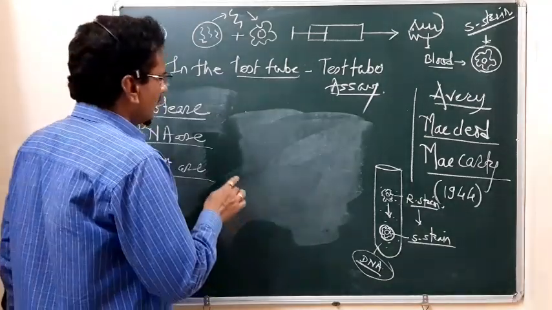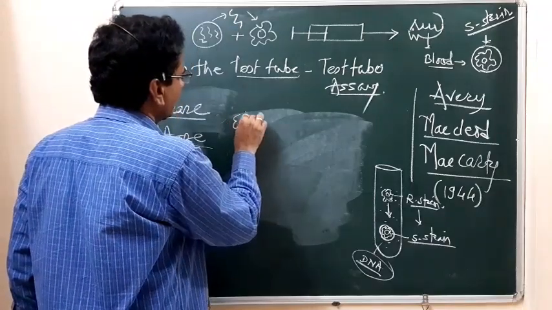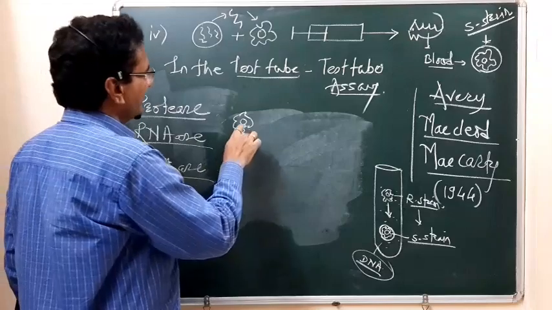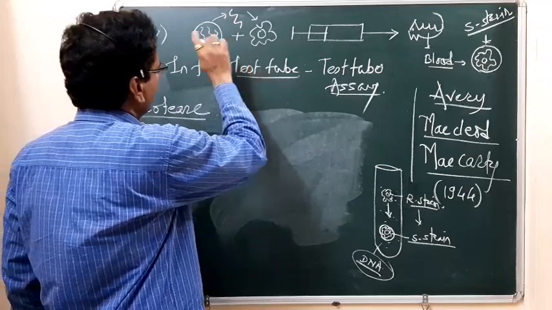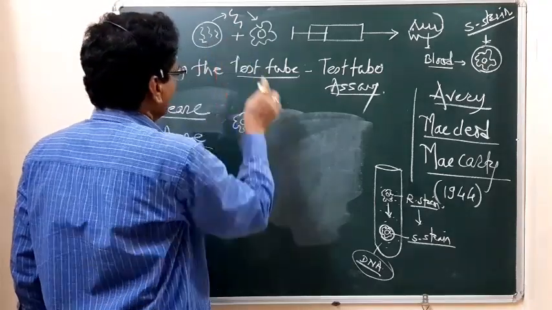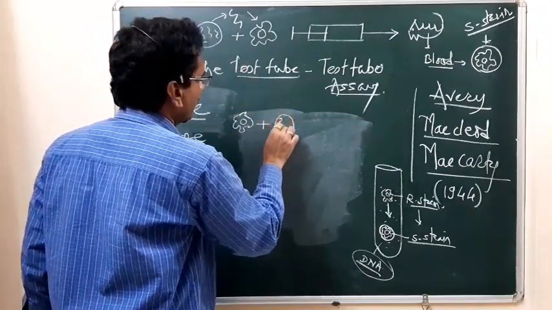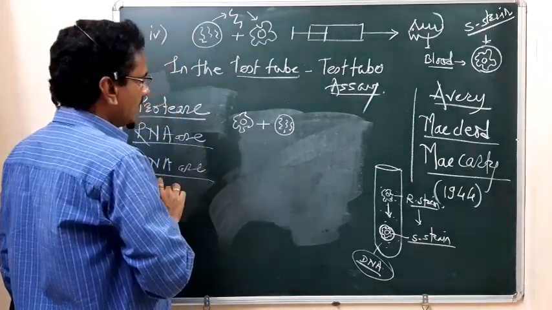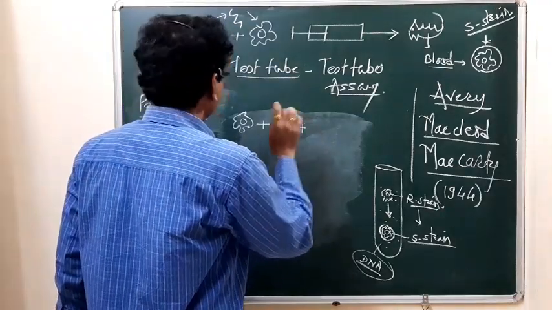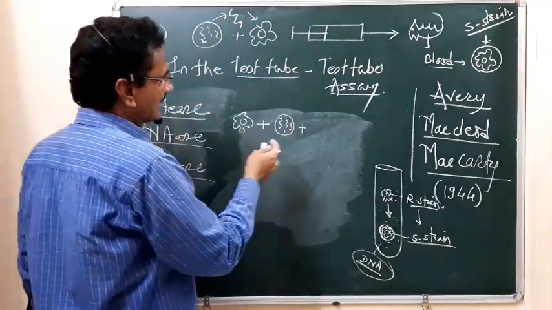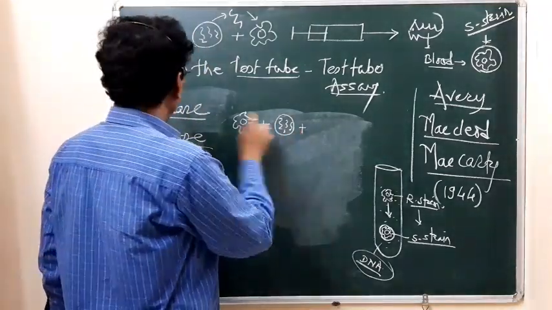What did they do there? They took the rough strain here, and then they used a mixture of the heat killed smooth strain. And they used these enzymes. Then, in the presence of protease enzyme, first they saw what happened when they added the protease enzyme.